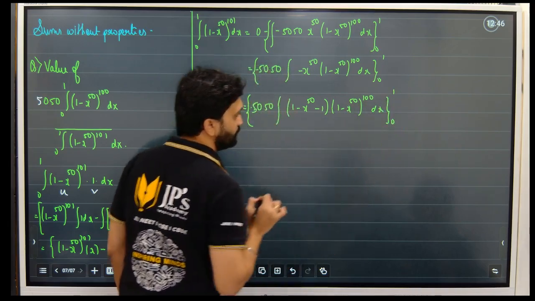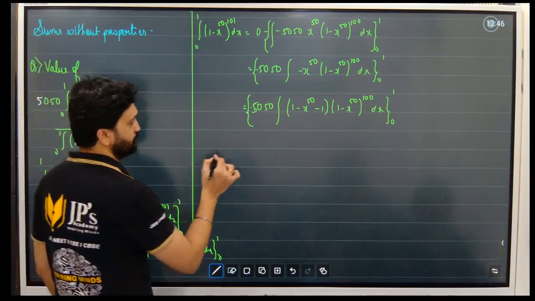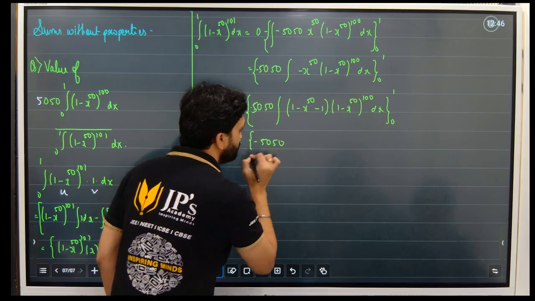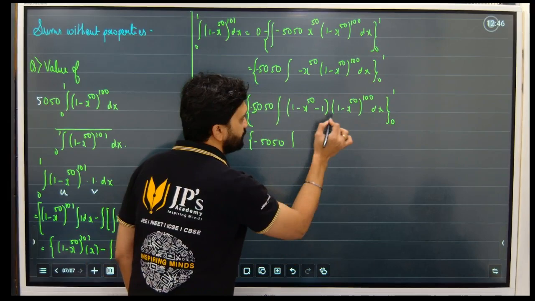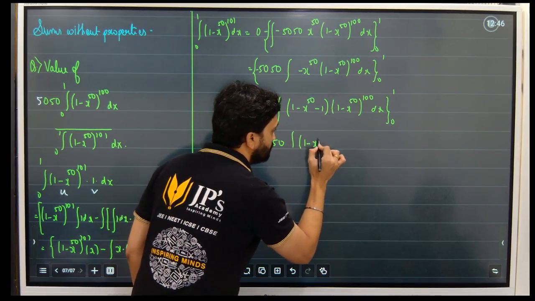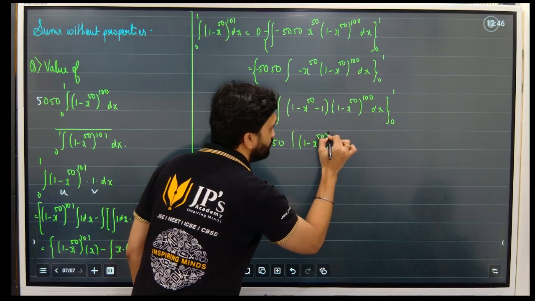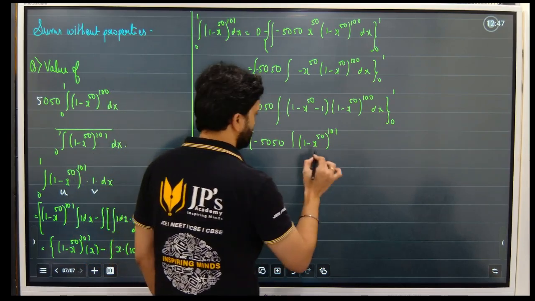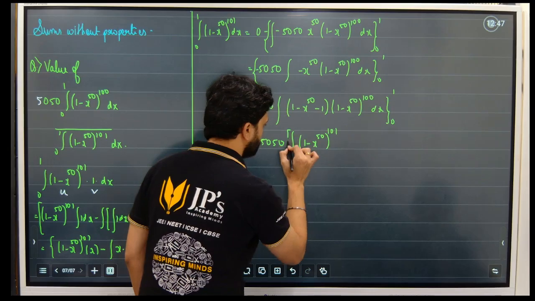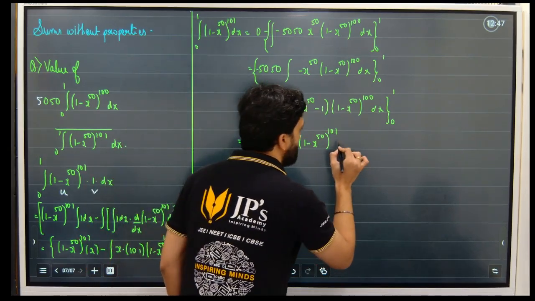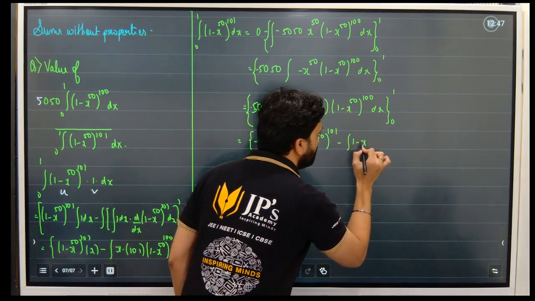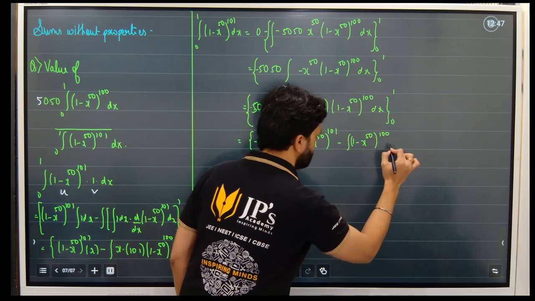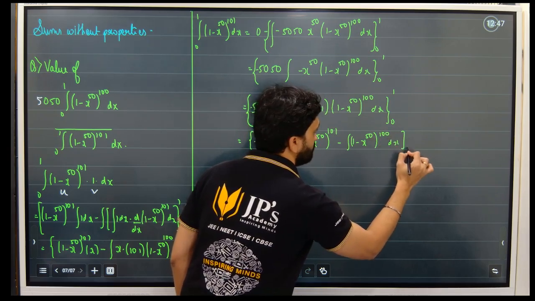from 0 to 1. Now why did I do this? If you pay attention, this will become minus 5050 integration. If I multiply this, this will become minus (1 minus x raised to 50) raised to 101. Did you understand this? Okay, I put it in a bracket, first we will expand this: minus (1 minus x raised to 50) raised to 100 dx from 0 to 1.